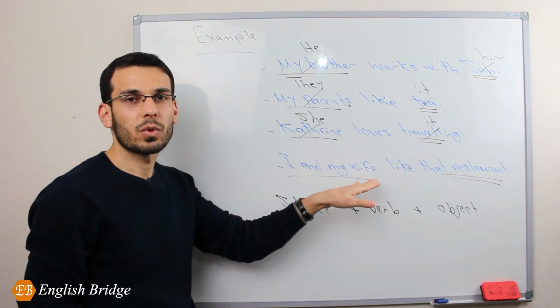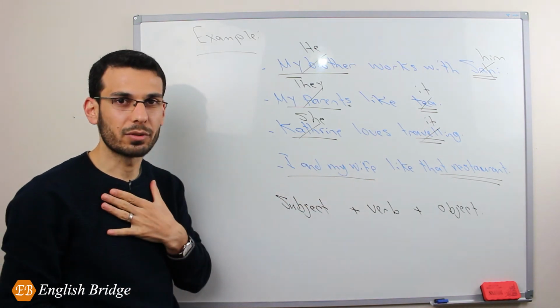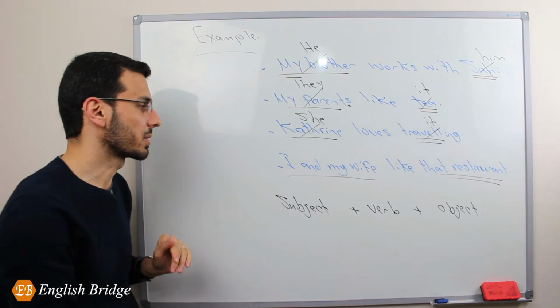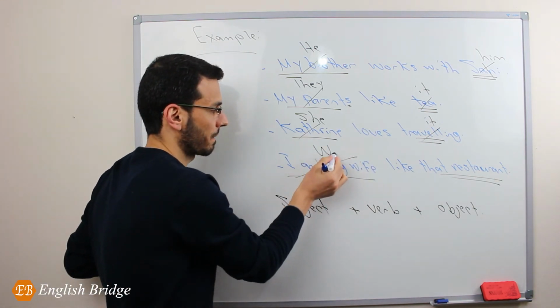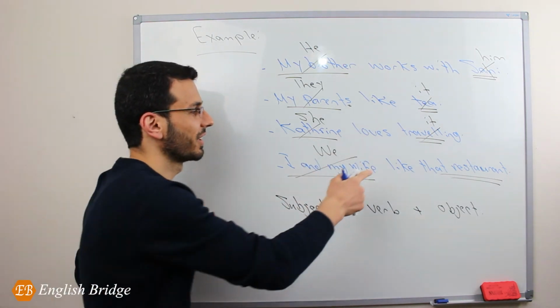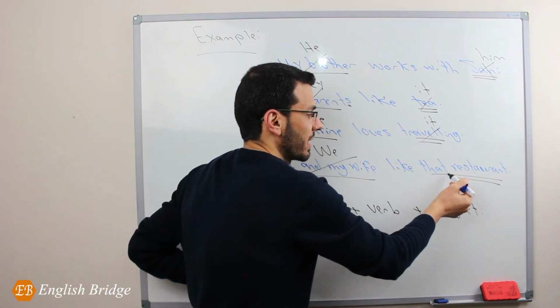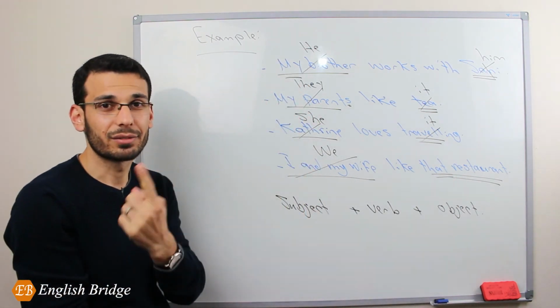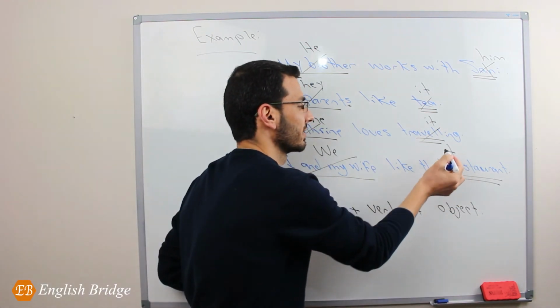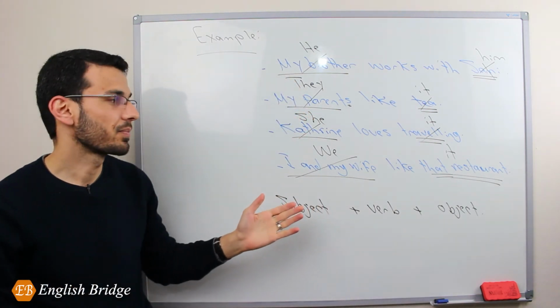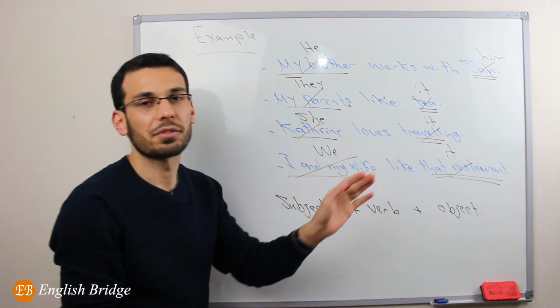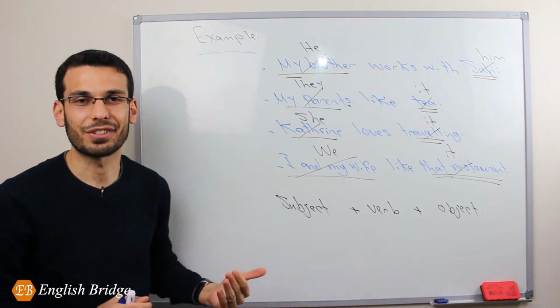I and my wife. So I'm included, and my wife, so we are two people, so we say we. All right, we like that restaurant. That restaurant is a singular thing, right? So we can say it, as you can see. So instead of using nouns, we can use pronouns to avoid repetition.